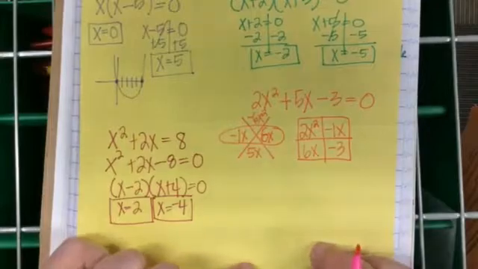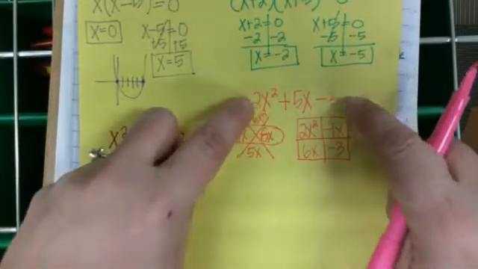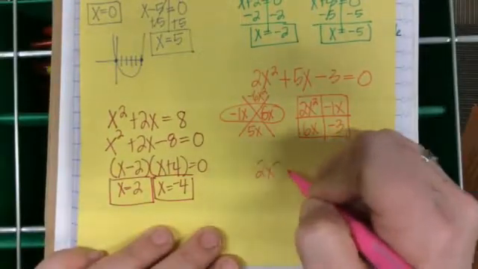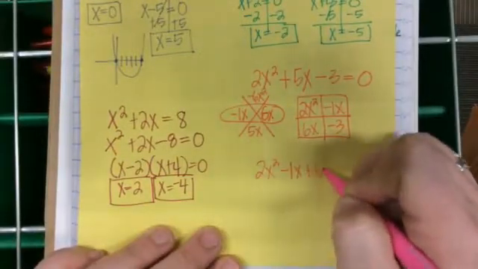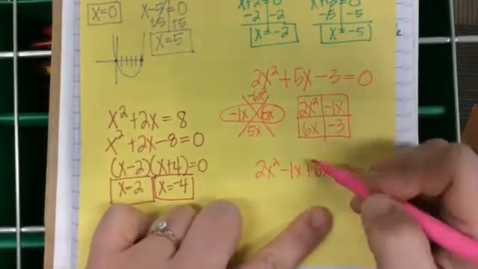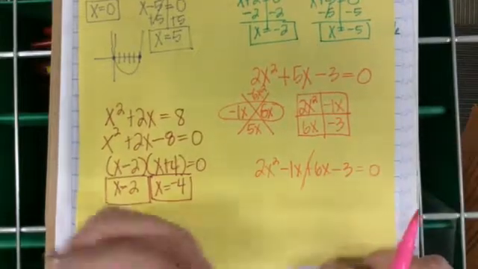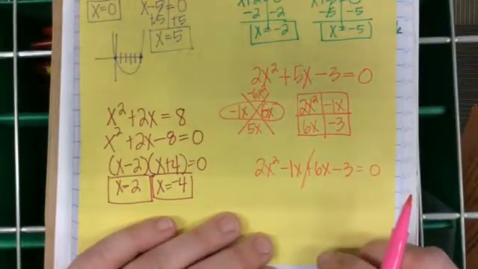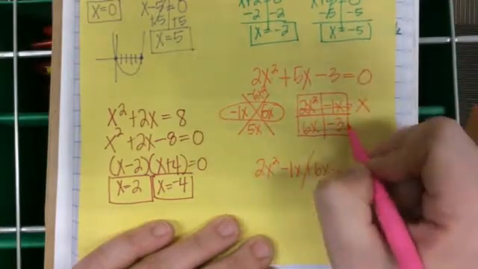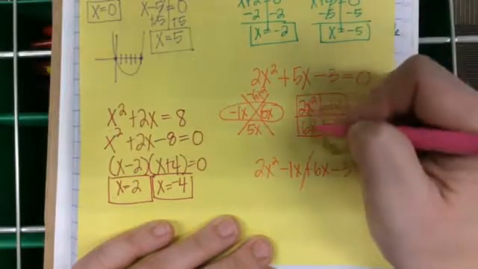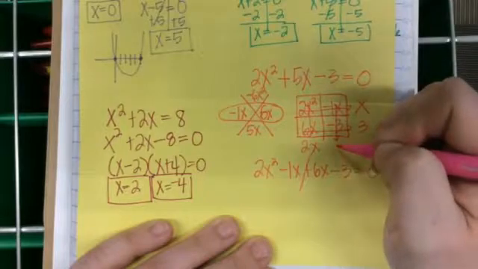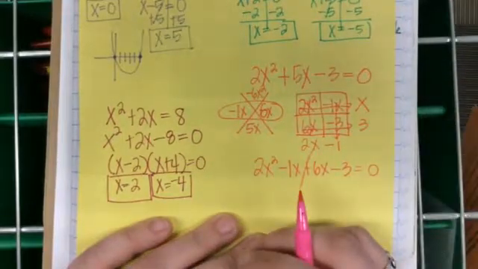If you were a split the middle person, it's the same thing. You put these in the middle. So then you do 2x squared minus 1x plus 6x minus 3, and split the middle and factor. You're going to get the same answer no matter what. So that was x. That was 3. This is 2x. And this is negative 1. Is that right?